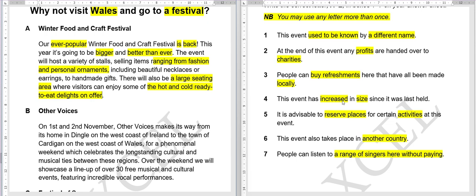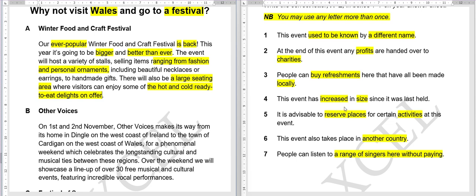First, this event used to be known by a different name. Is there any mention of some sort of name change? No. So one is not our answer. Second, profits and charities. Is there any mention of this? Nothing like that. Third, people can buy refreshments that have been made locally. Is there any mention of buying local refreshments?